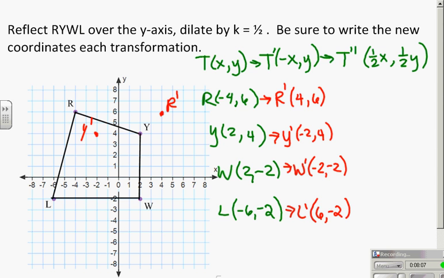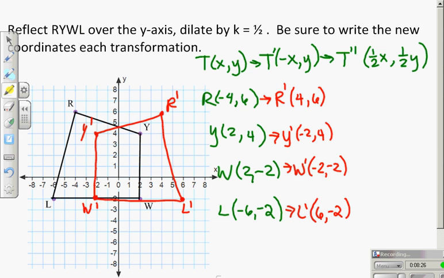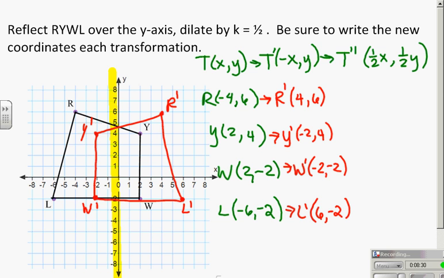So here's R prime, -2, 4. Here's Y prime, -2, -2. Here's W prime, and L prime is at 6, -2. Again, a nice, clean reflection across that y-axis. Now what happens when I shrink it by 1/2?